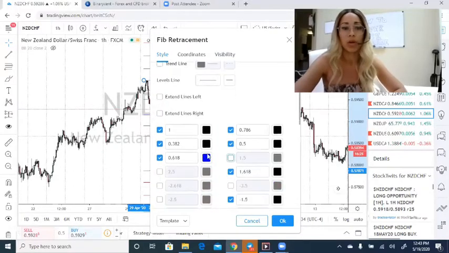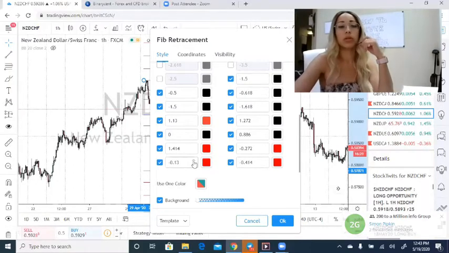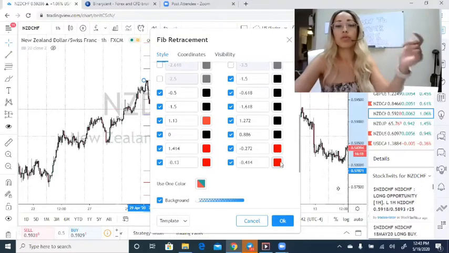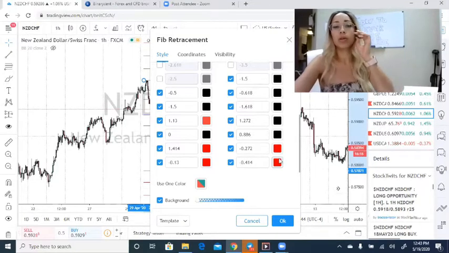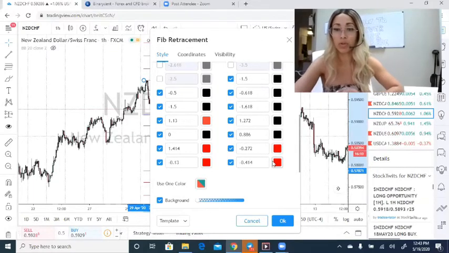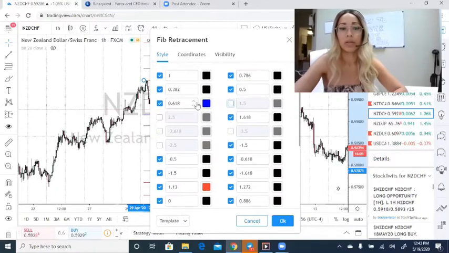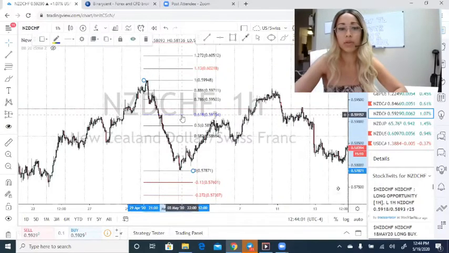As for the colors on the extensions, 1.13, 414 and 272 are red. I keep those red because those are the extension levels where I'm looking for price to have a reaction, or my zone when I want to do zone trading. I keep those highlighted, the rest black, and this 618 being blue is not super significant, but it adds a break of color to the eye when I'm looking on here.